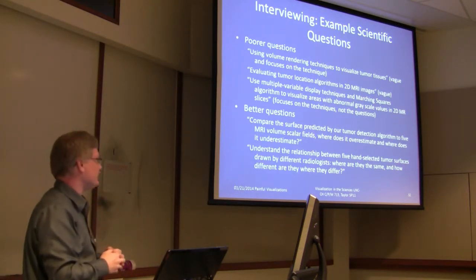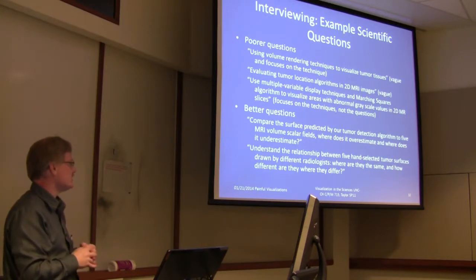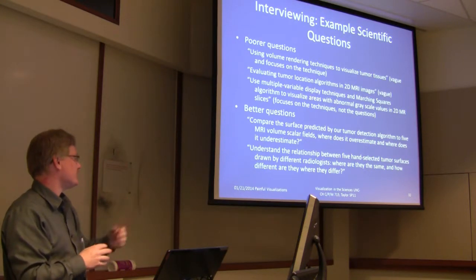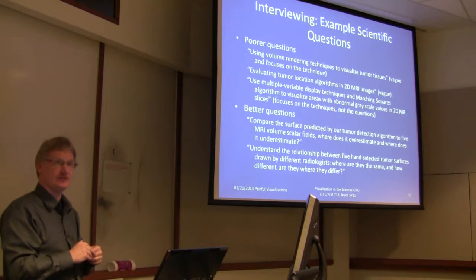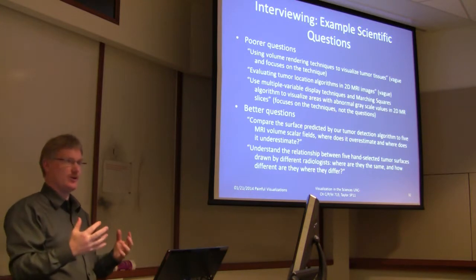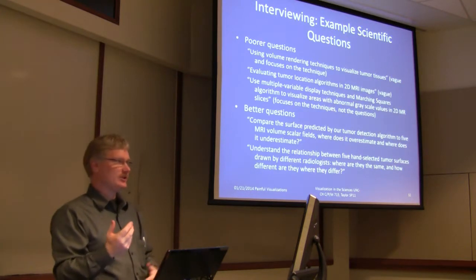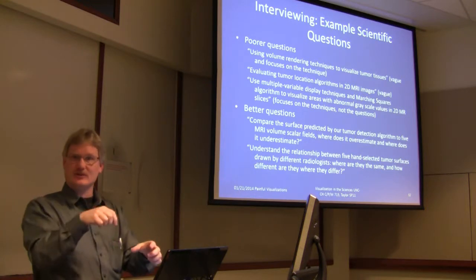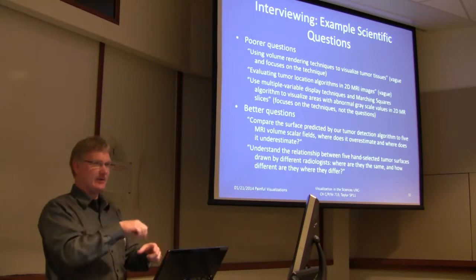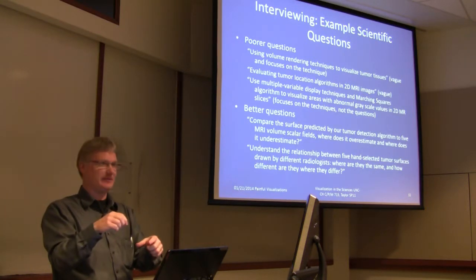Understand the relationship between 5 hand-selected tumor surfaces drawn by different radiologists: where they're the same and how different they are when they differ, right? This is something I didn't want to know, right? When the radiologist who's going to do surgery on you segments the tumor, and then she goes back in an hour and segments the same tumor again, she doesn't get the same answer, right?